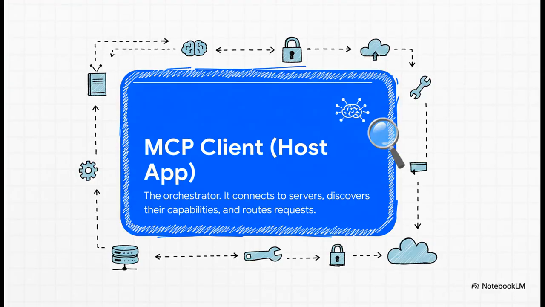All right, first up is the MCP client. Now, you should think of this as the project manager, the central hub, the orchestrator of the whole show. This could be a desktop app that you use, or it could be your own custom application that you're building. Its main job is to talk to all the different servers, figure out what tools they have, and then play traffic cop, routing messages between the model and whichever server needs to handle it.